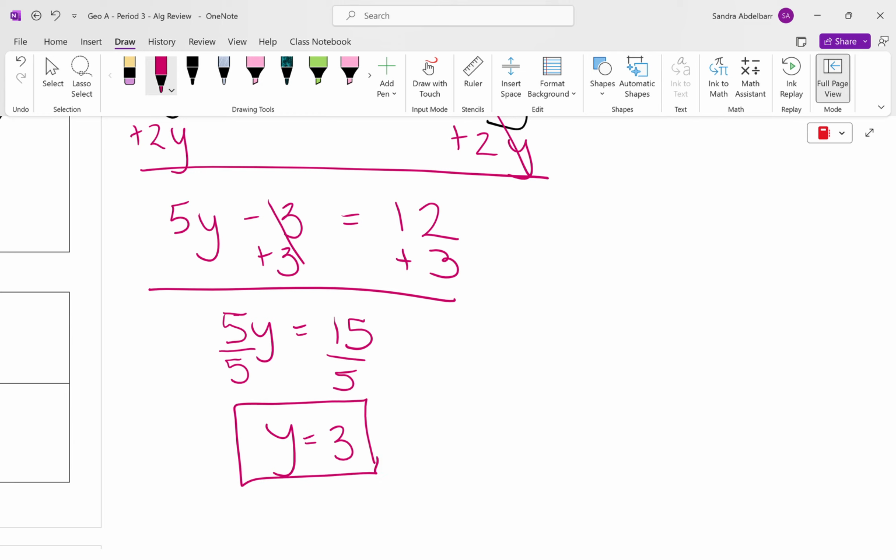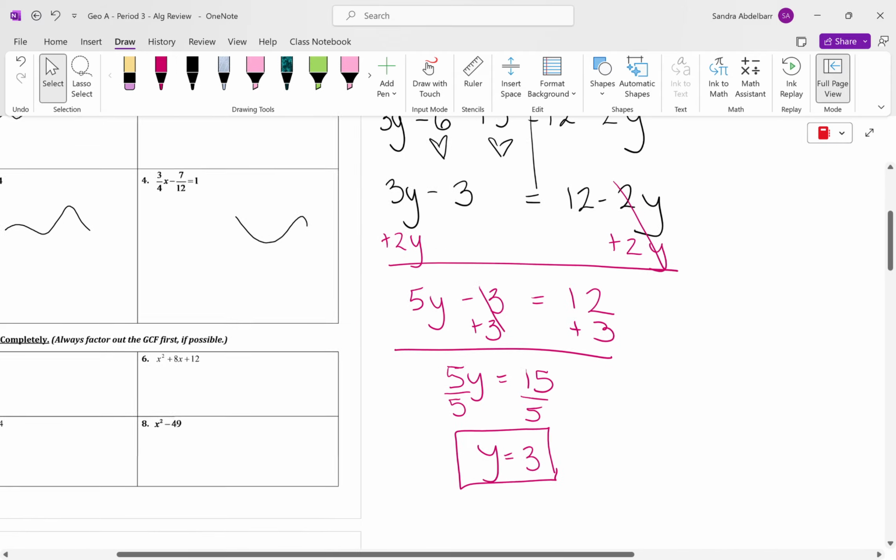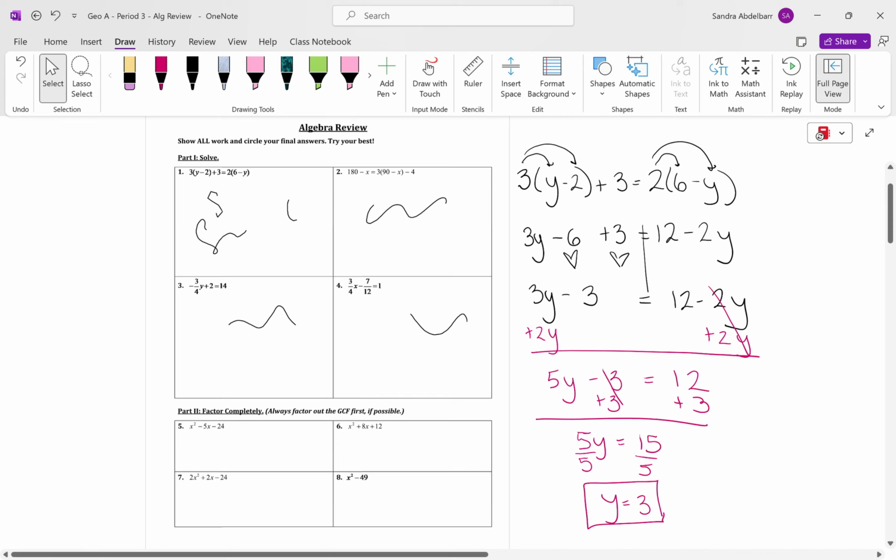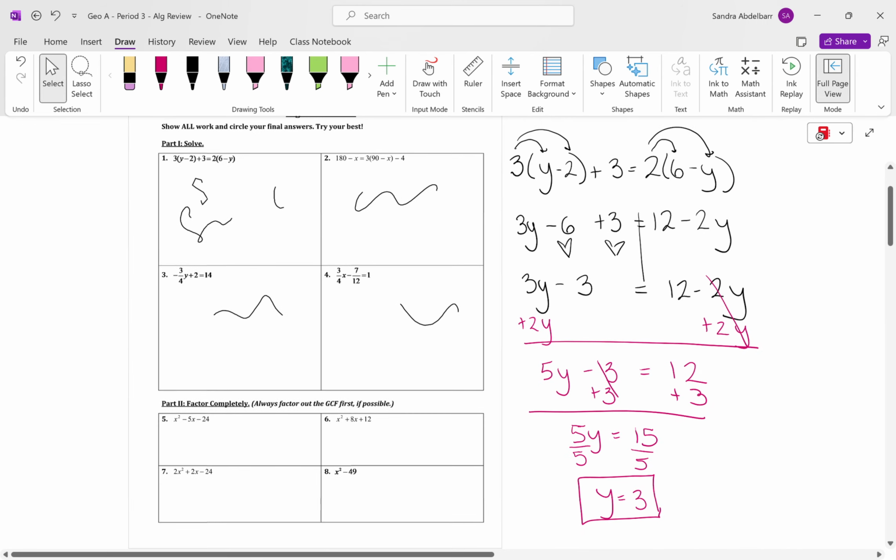Solving equations should be the topic you're most proficient on. All right, so you guys all try number 2 on your own.